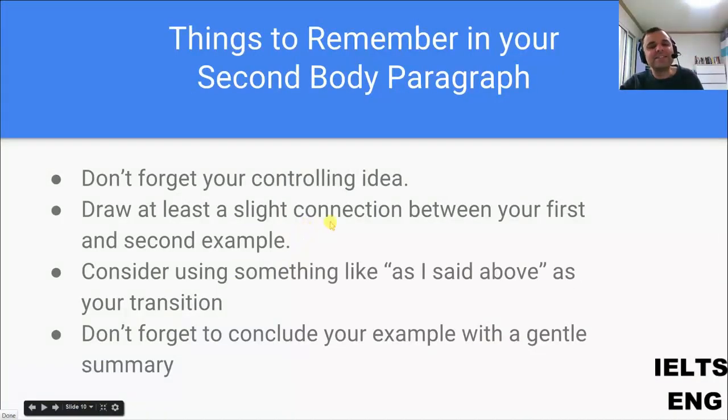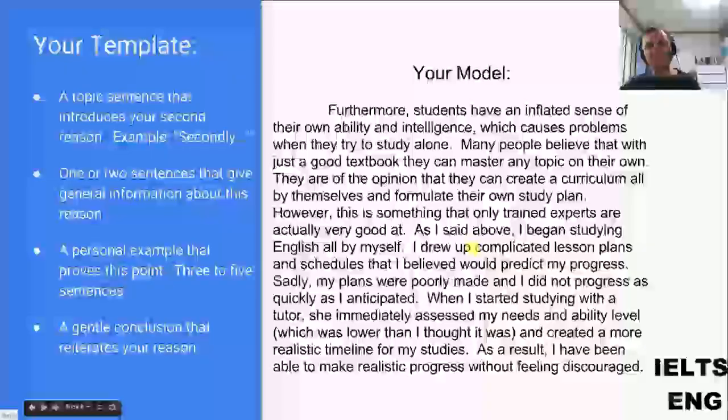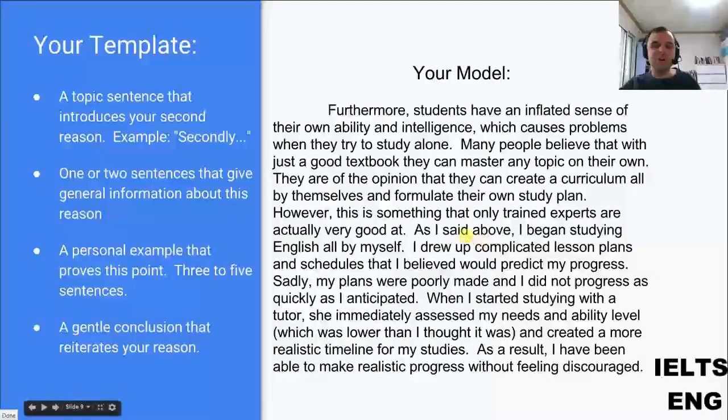Draw at least a slight connection between your first and second example. My first example, as you remember, was all about being distracted when I started studying English. This example is about how I made bad lesson plans and schedules when I began studying English. So the connection is that both of my examples are related to when I began studying English.